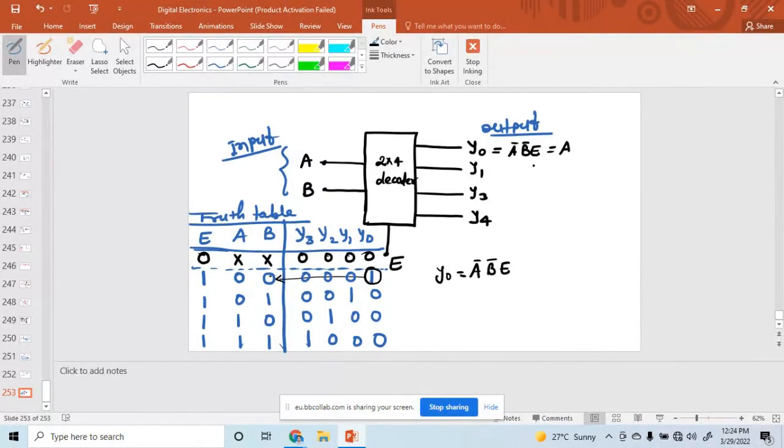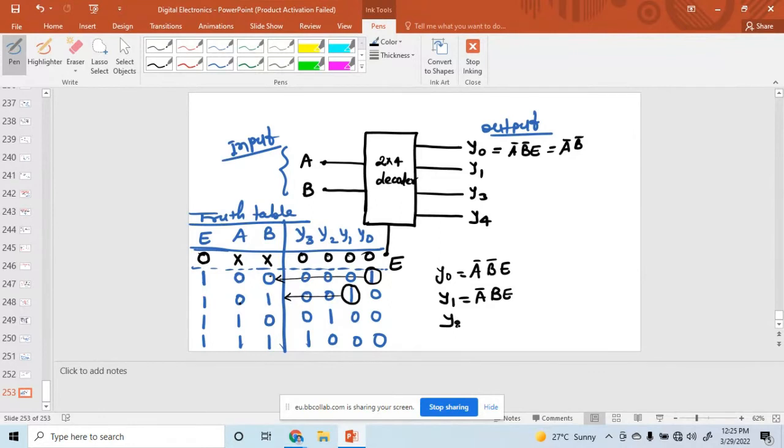Simply, if the enable line value is 1, then you can write this as a bar, b bar, like this. Similarly, someone find the expression for y1. So y1, where is the 1? Only here is the 1. Just see that. So a is a bar, b is 1, and e.